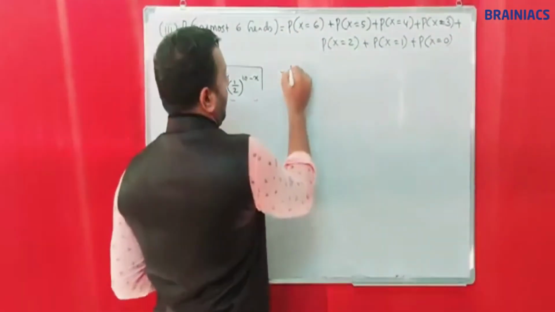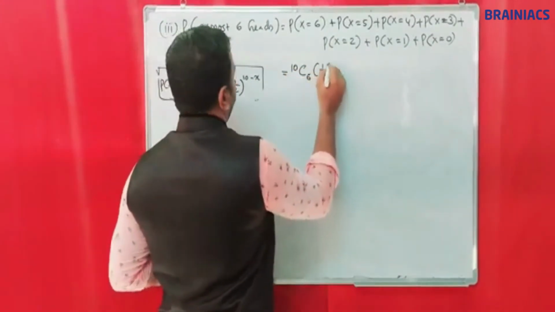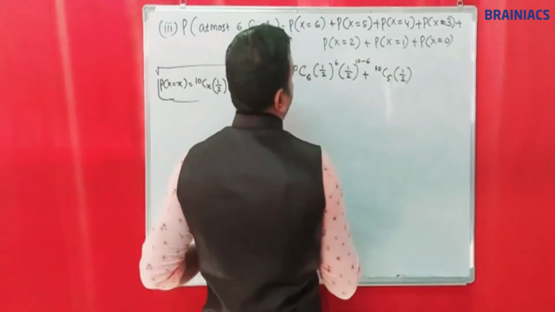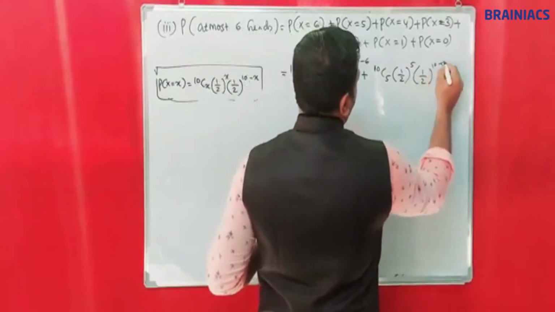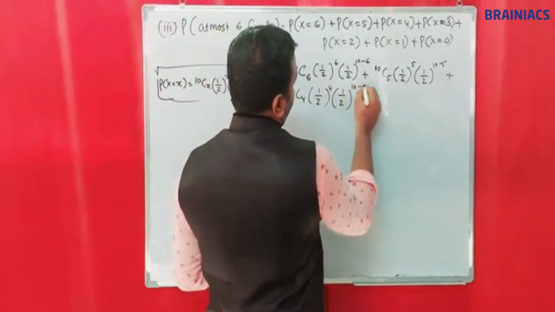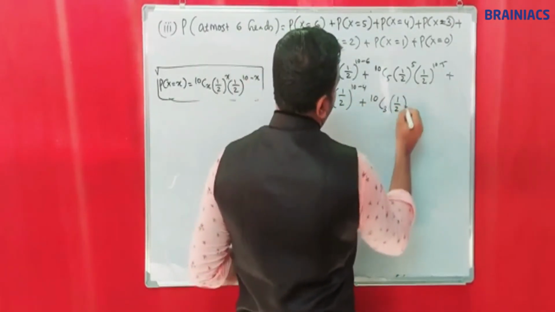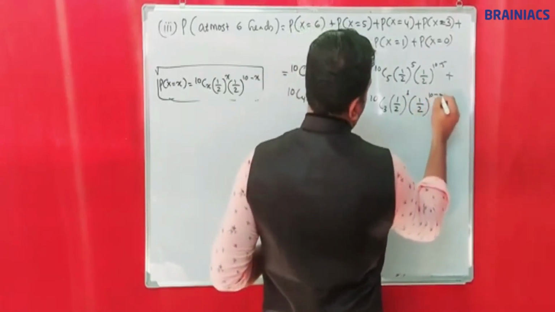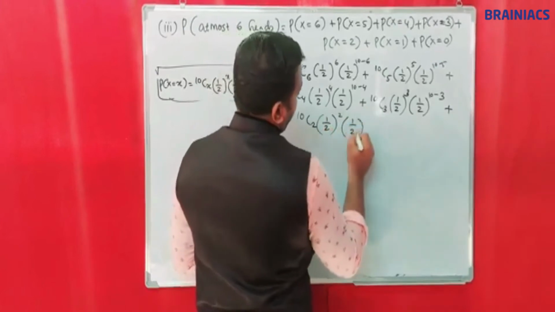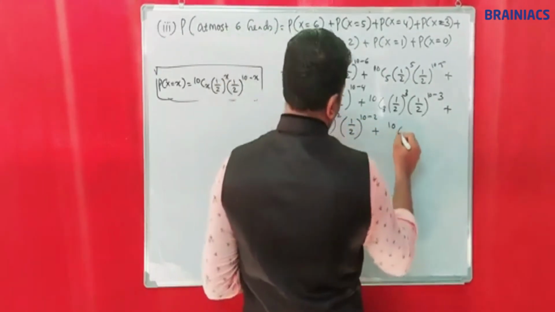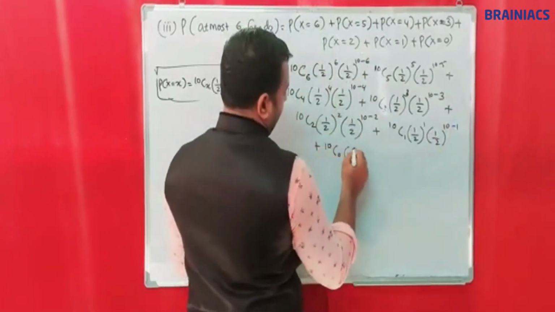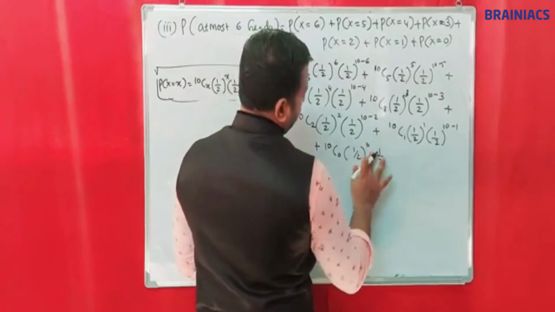Okay. So the value will be 10C6, 1 by 2 raised to 6, 1 by 2 raised to 10 minus 6, plus 10C5, 1 by 2 raised to 5, 1 by 2 raised to 10 minus 5, plus 10C4, 1 by 2 raised to 4, 1 by 2 raised to 10 minus 4, plus 10C3, 1 by 2 raised to 3, 1 by 2 raised to 10 minus 3, plus 10C2, 1 by 2 raised to 2, 1 by 2 raised to 10 minus 2, plus 10C1, 1 by 2 raised to 1, 1 by 2 raised to 10 minus 1, plus 10C0, 1 by 2 raised to 0, 1 by 2 raised to 10 minus 0.